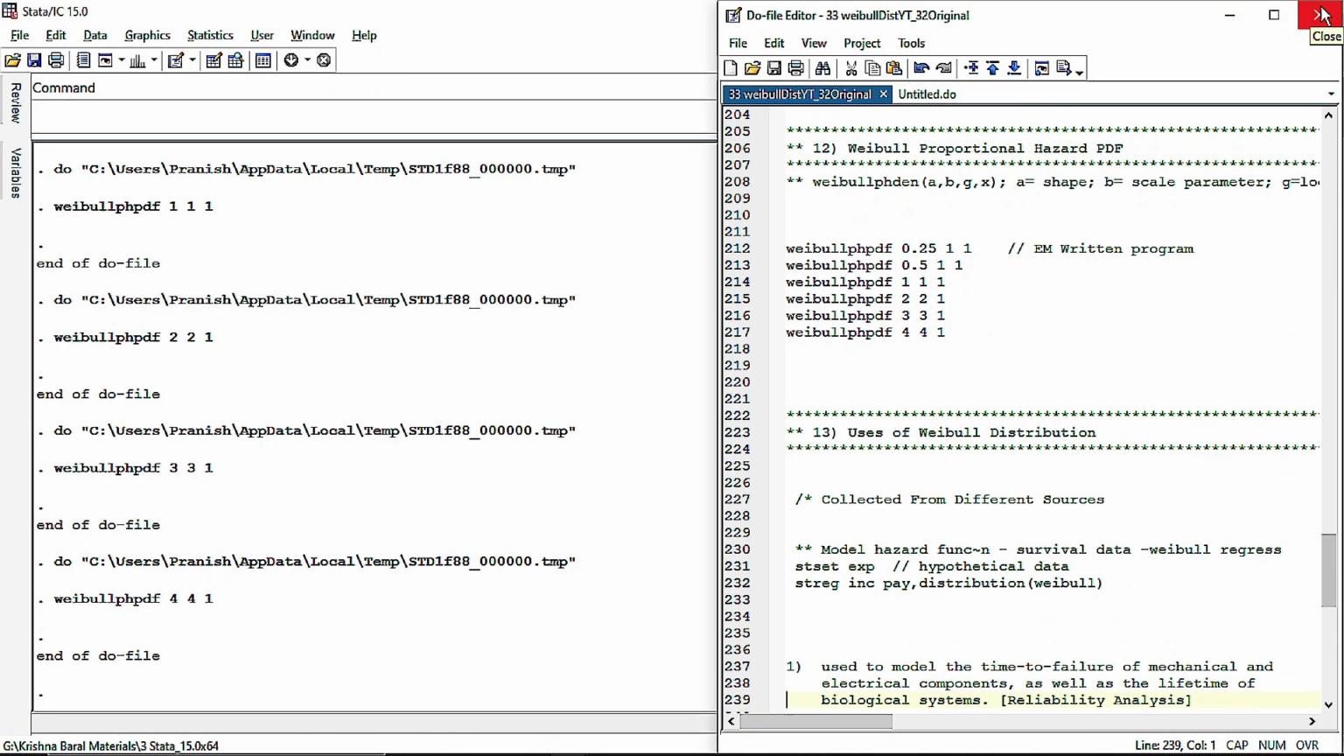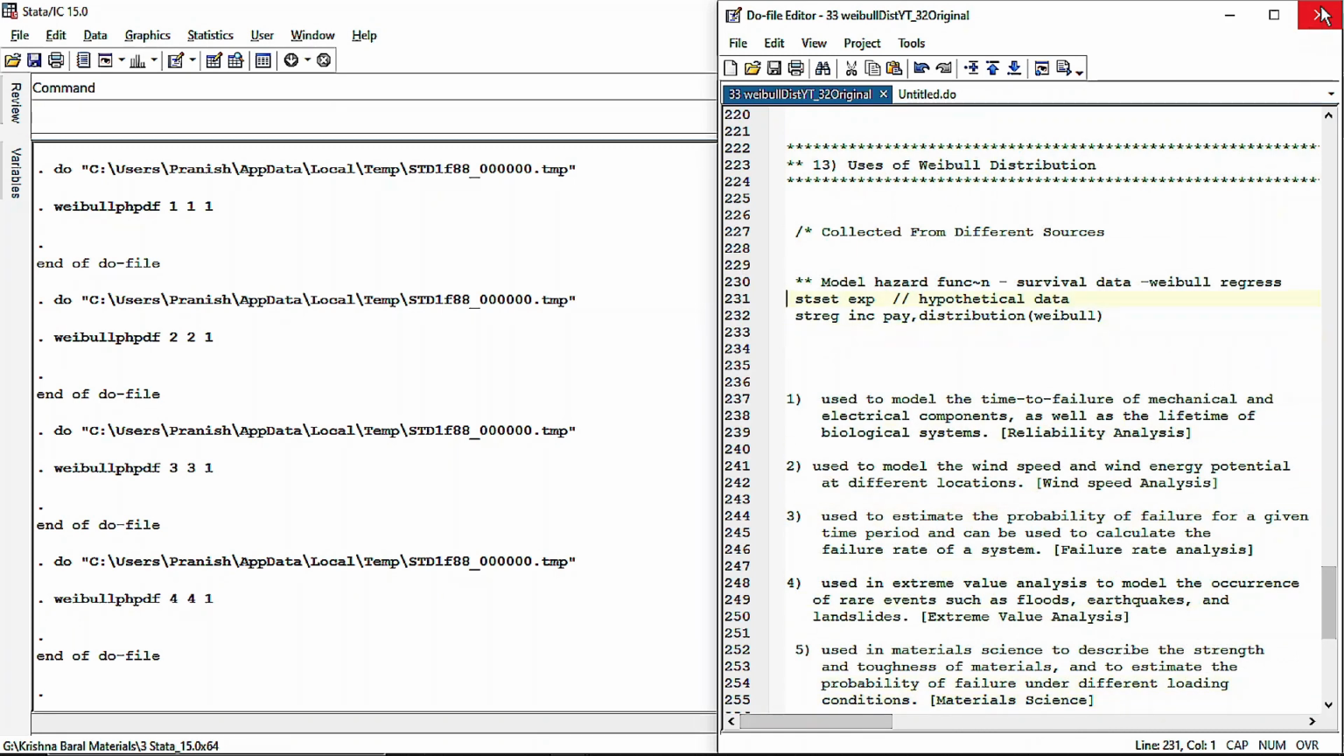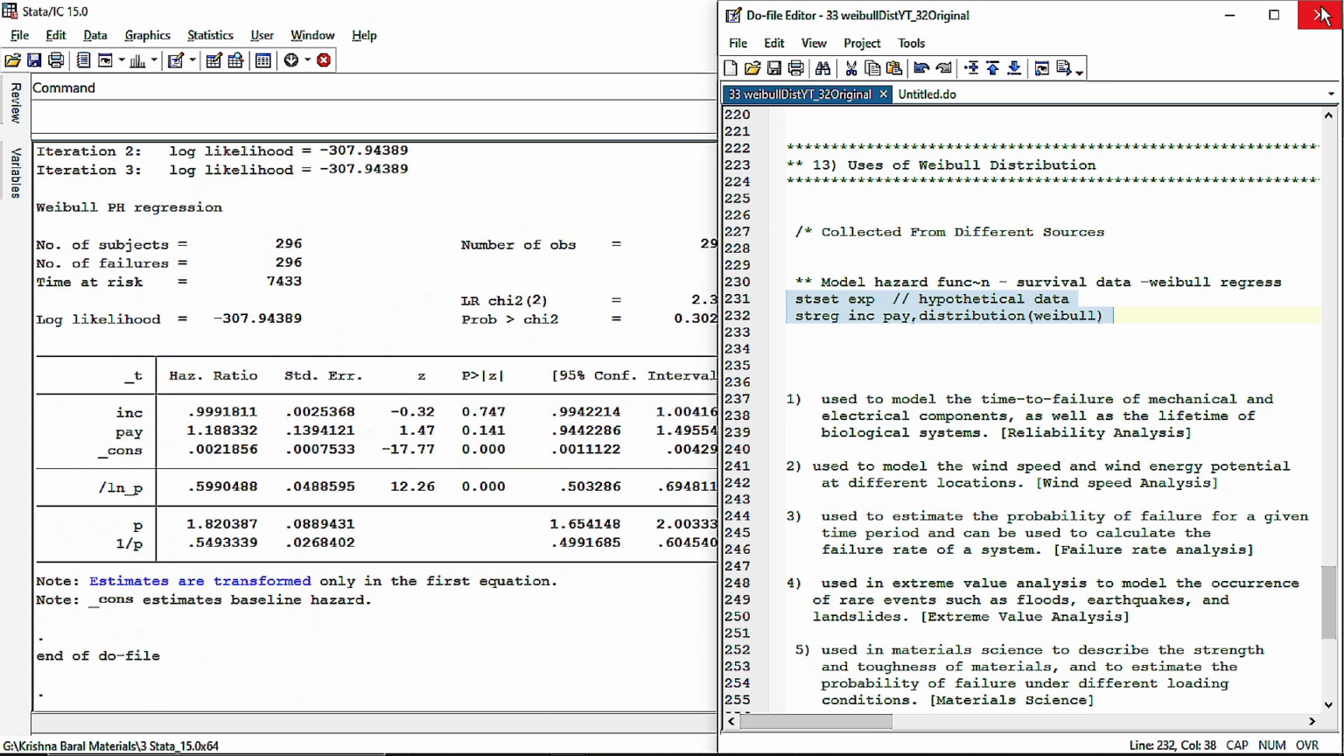Now let us see some of the uses of the Weibull distribution. First of all, we are going to run the Weibull regression, proportional hazard Weibull regression, which we will explain in detail in some other videos. Now let us see some of the usage of the Weibull distribution. It is used to model the time to failure of mechanical and electrical components, as well as the lifetime of biological systems. It is used to model the wind speed and wind energy potential at different locations. It is used to estimate the probability of failure for a given time period and can be used to calculate the failure rate of a system.